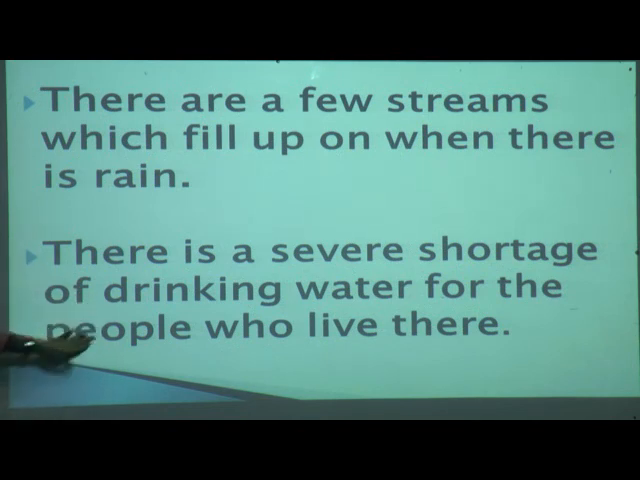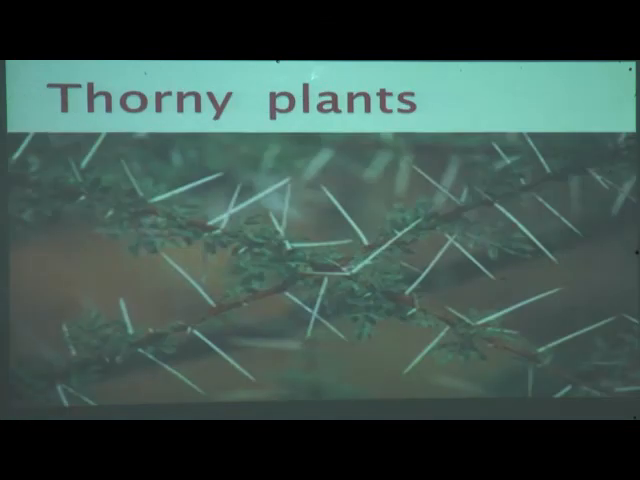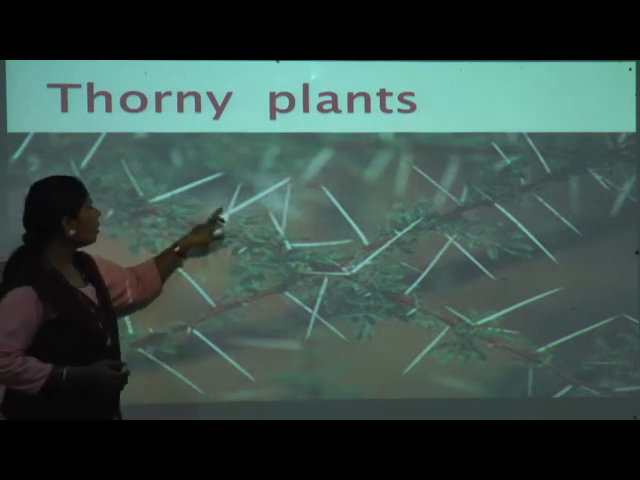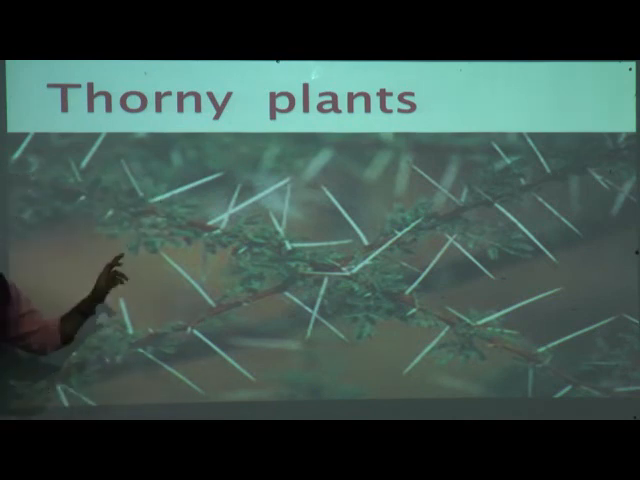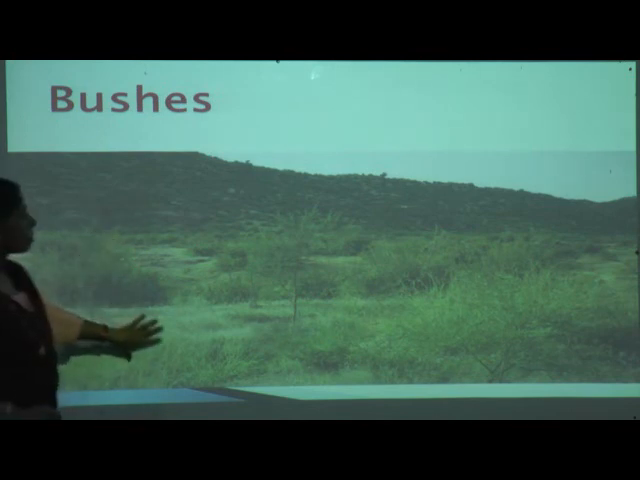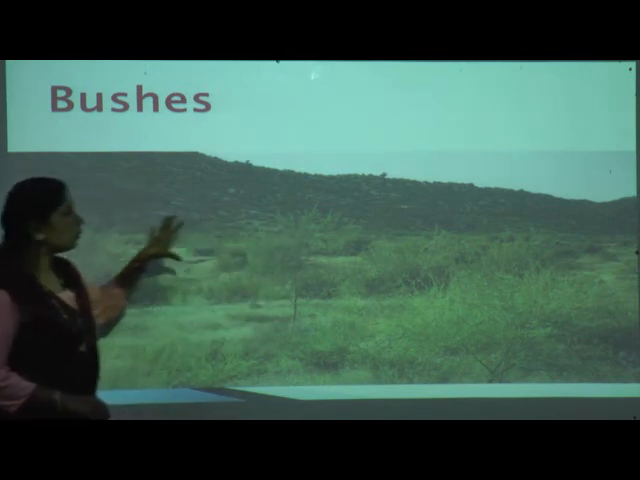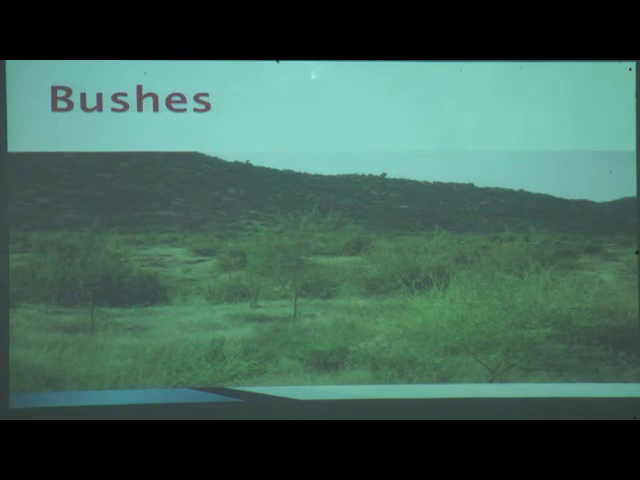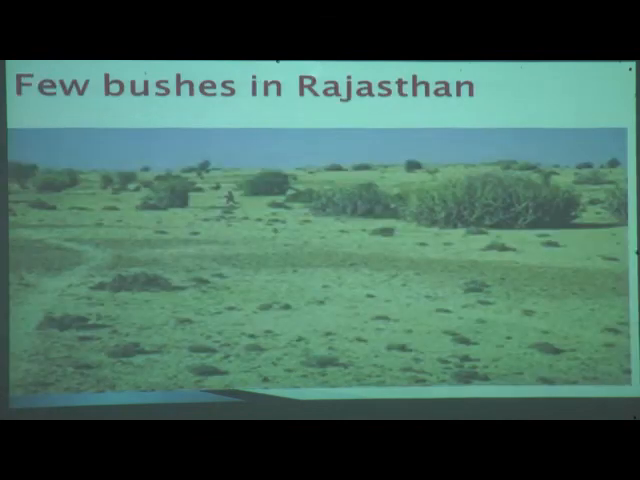Now when I talk about the thorny plants, see this, this tree has thorns, these white ones, can you see this? All are thorns on this plant. And these are scattered bushes. See, these are the bushes, small, and few. We can see few bushes in Rajasthan.